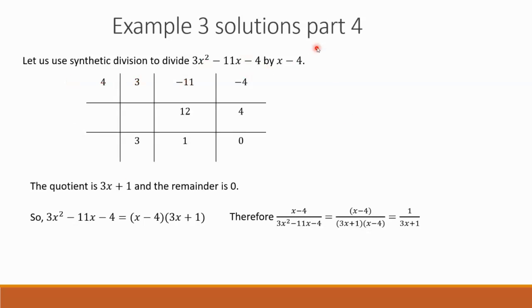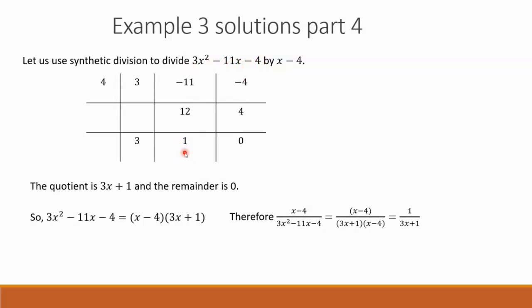All right, so again, you list this number here. The coefficients of your dividend go here. This number comes down. 4 times 3 is 12, right? Minus 11 plus 12 is 1. 4 times 1 is 4. Minus 4 plus 4 is 0. These are the coefficients of our quotient. This here is our remainder. So this confirms that the remainder is 0, and x minus 4 is a factor of this.